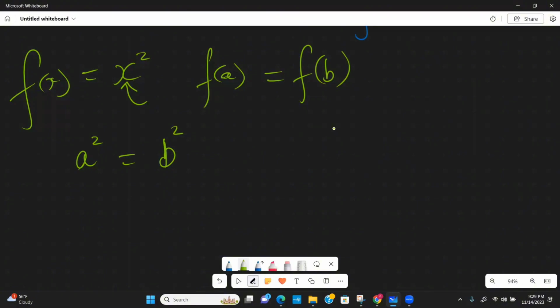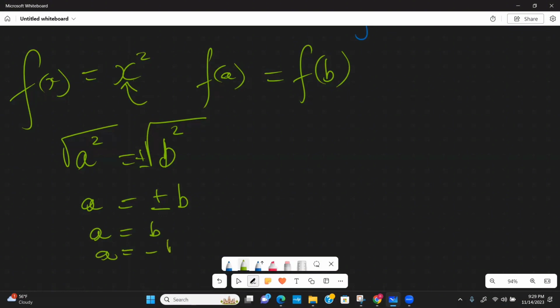All right. So at this time, I'm going to have to take the square root of both sides. So a is going to equal plus or minus b. As you can see, a is not necessarily equal to b here. a is equal to a positive b, as well as a is equal to a negative b. And this is where the problem is. This is suggesting that some of the time, a is going to equal minus b as well.